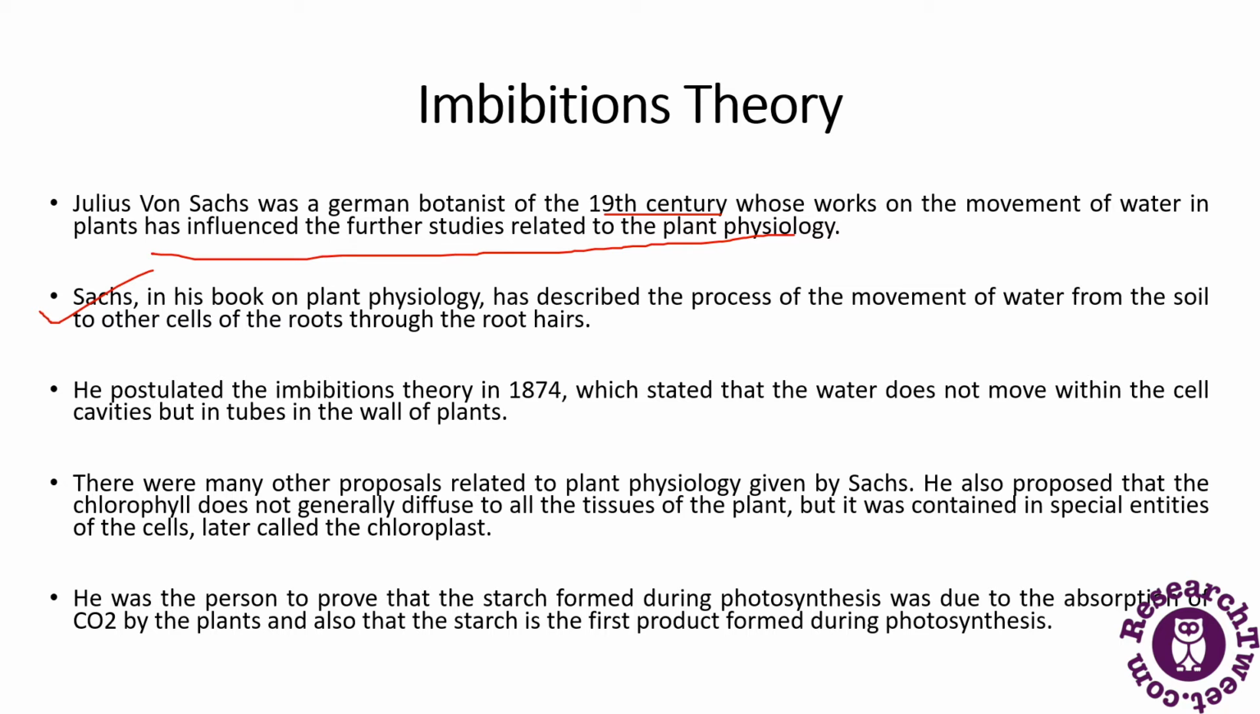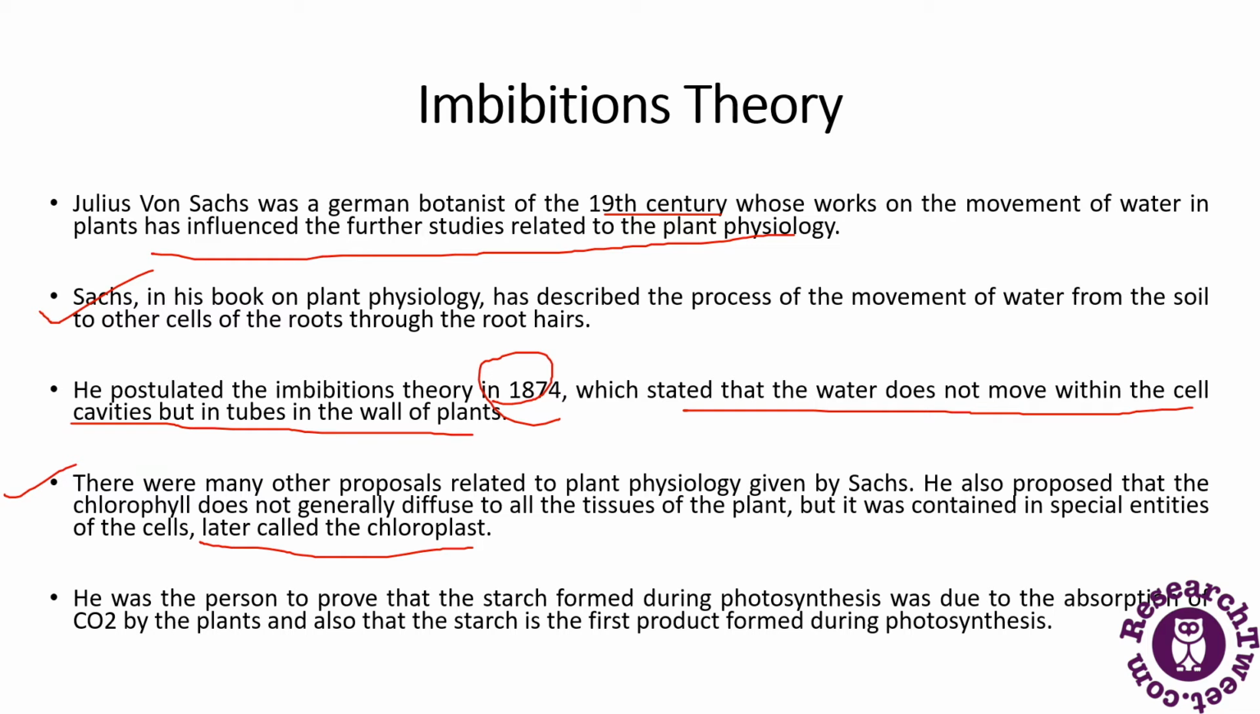So he postulated this imbibition theory in 1874, which stated that the water does not move within the cell cavities but in tubes in the walls of the plants. There are many other proposals related to plant physiology by Sachs. He also proposed that chlorophyll does not generally diffuse to all the tissues of the plants, but it is contained in some special entities of the cells, later called the chloroplast.